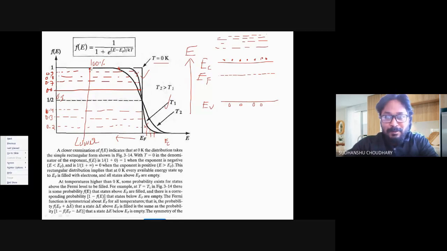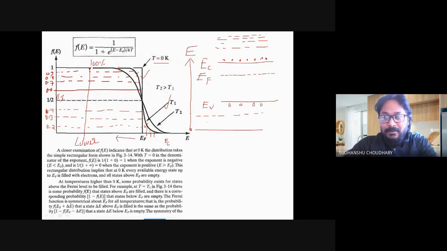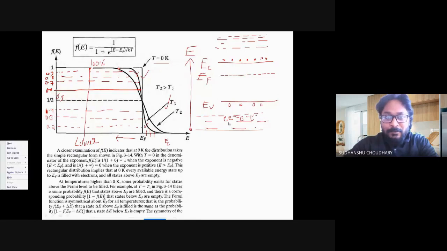So where will the holes be now? Let us extend this energy axis, and let us say these are the lower energy levels. The lower energy levels are filled with electrons, but yes, below EF, in this region, we see that the probability of finding an electron is 0.6, 0.7, 0.8, 0.9, and then 1. So the probability of finding a hole would be equal to 1 minus Fe.